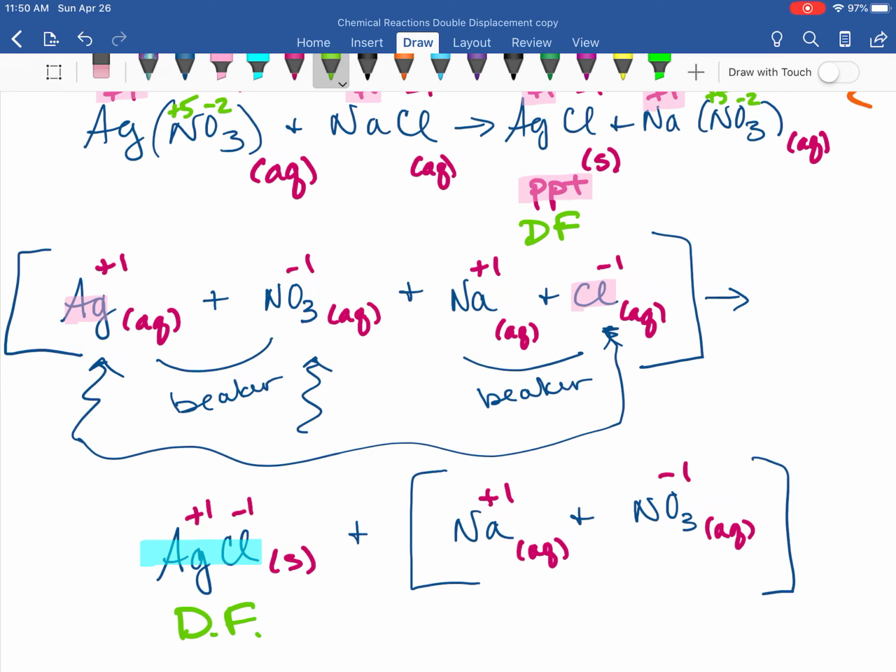The one that doesn't break again is our driving force. That is our silver chloride, and that is what makes that reaction happen. As soon as those two atoms form that molecule and they fall out of solution, Mother Nature is going to make another one and make another one and make another one. And that's what makes that our driving force. So what do we call the sodium and the nitrate then? Those are spectator ions.